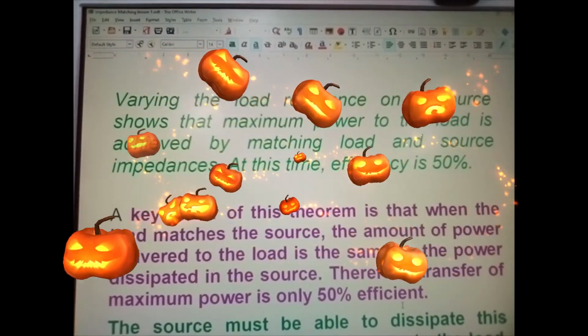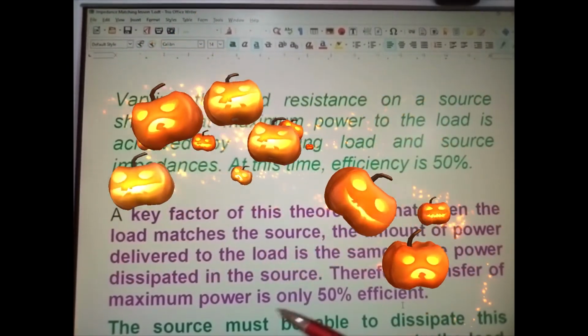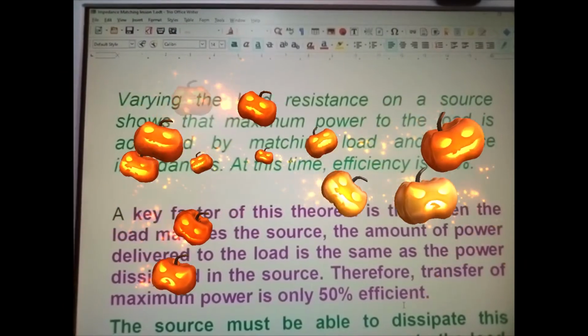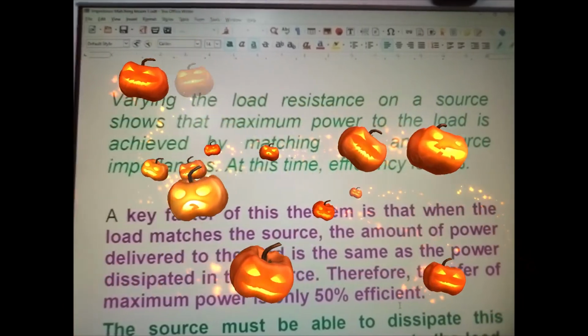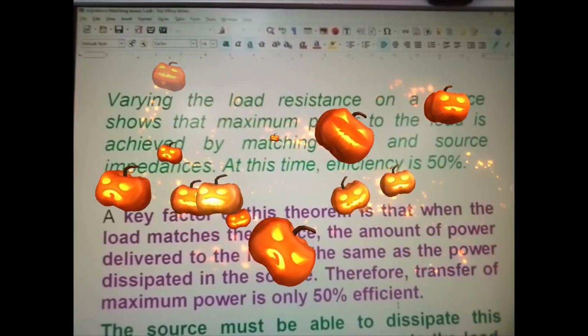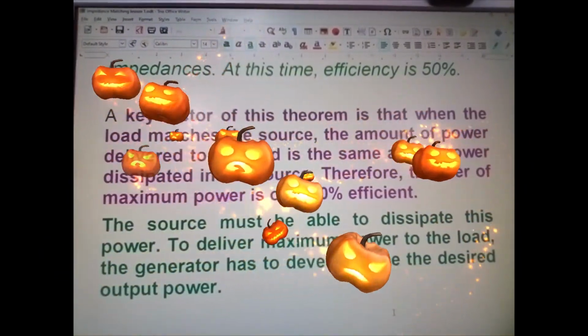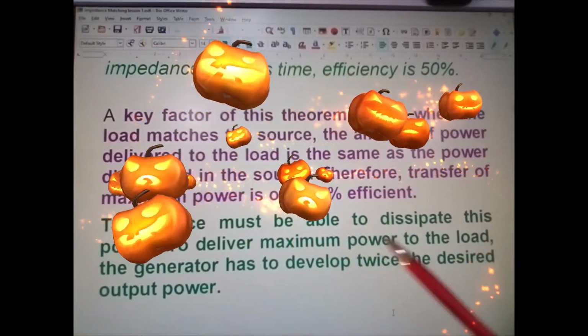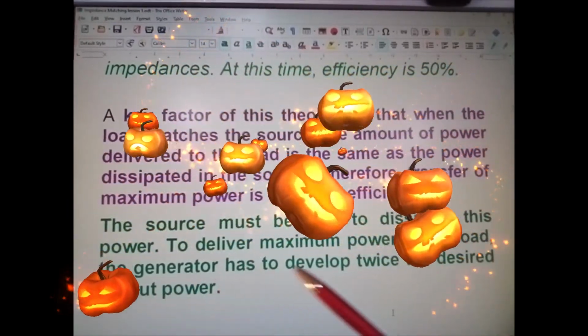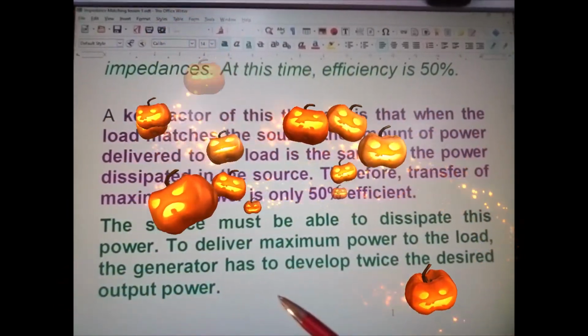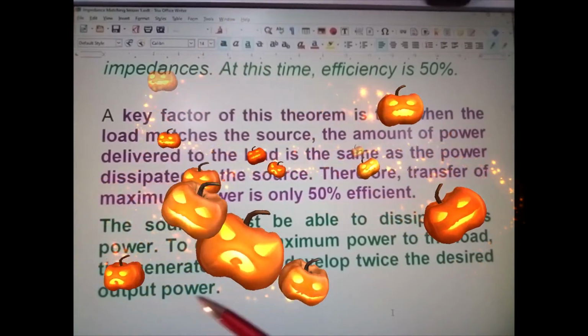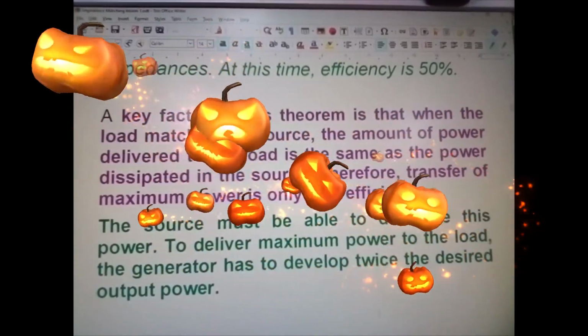Okay, so because half the power is dissipated in the source, we only get half the power out, which is not what we want. We want a much better ratio than that. The source must be able to dissipate this power. To deliver maximum power to the load, the generator has to develop twice the desired output power, and that's what will need to be done.